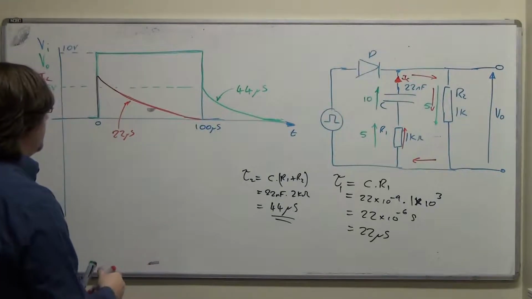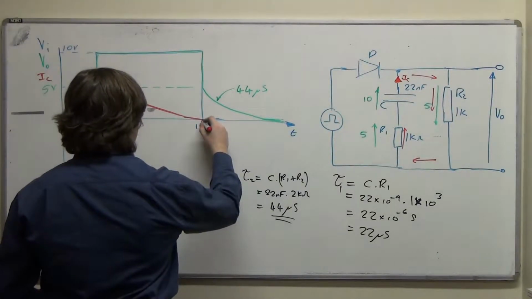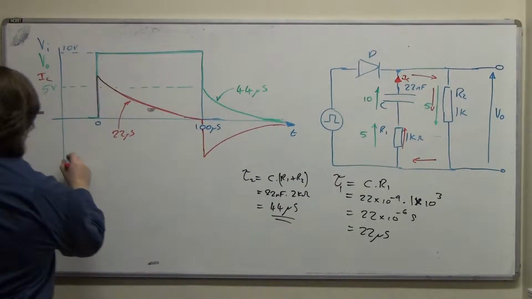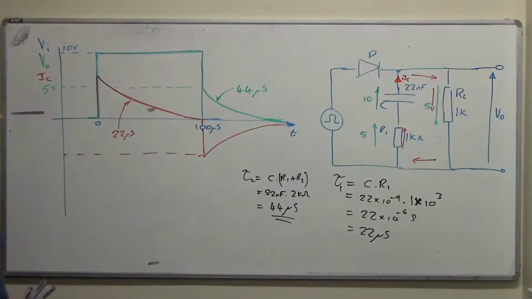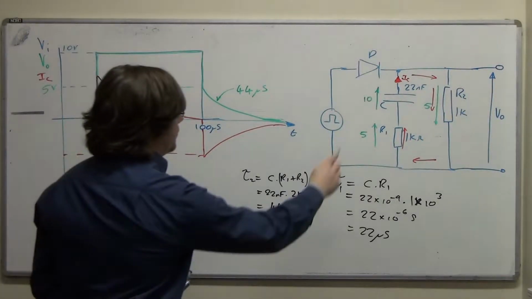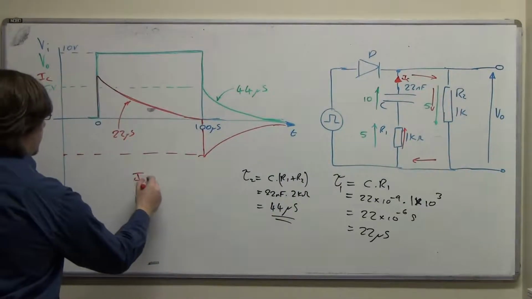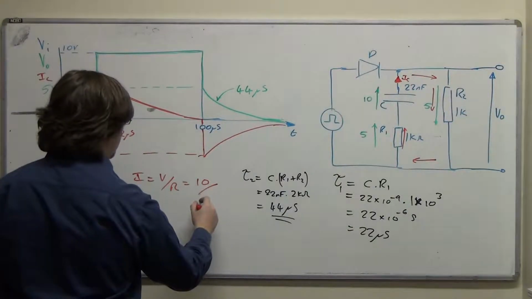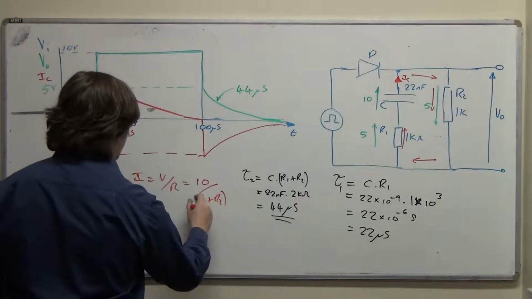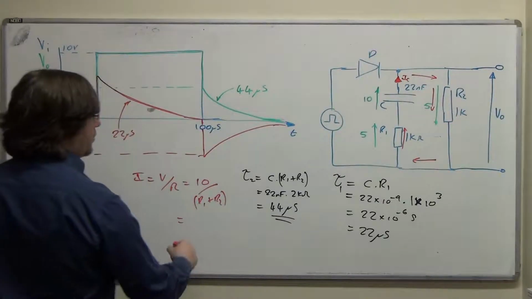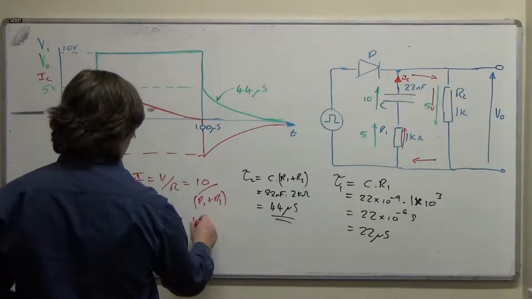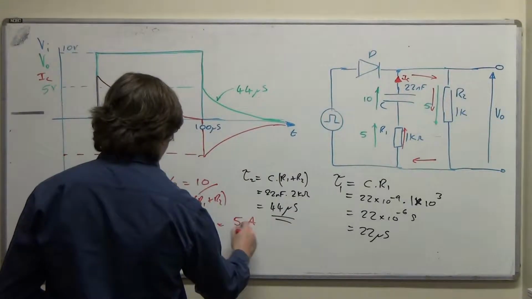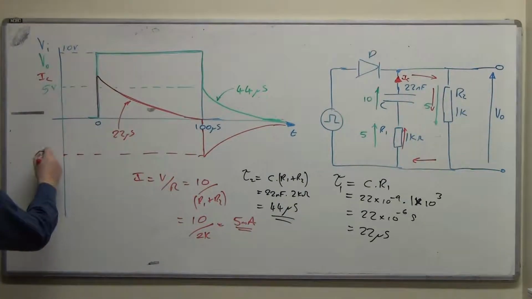And the capacitor current in this time period is doing this. And the peak value is going to be, well, if we can write it out actually, I is V upon R, and it's 10 upon the 2 kiloohms, so it's R1 plus R2, which is 5 milliamps. That's 10 over 2K is 5 milliamps. So this should be 5 milliamps.